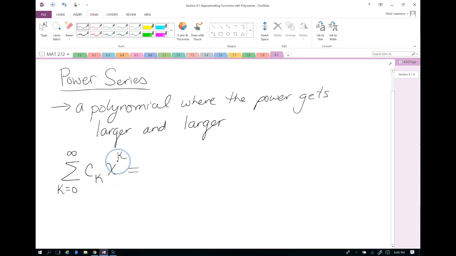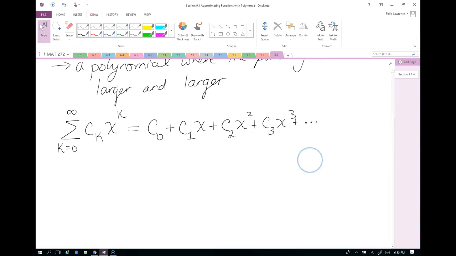So if you were to plug in k equals 0, x to the 0 is just 1. So all we get is a constant term. If you plug in k equals 1, you get c1 x to the first, or just x. If you plug in 2, you get c sub 2 x squared. And then this just keeps going forever. Like I said, we could choose to stop it earlier if we don't want an exact representation of our function. If we just want an approximation, we can choose not to extend it out forever.